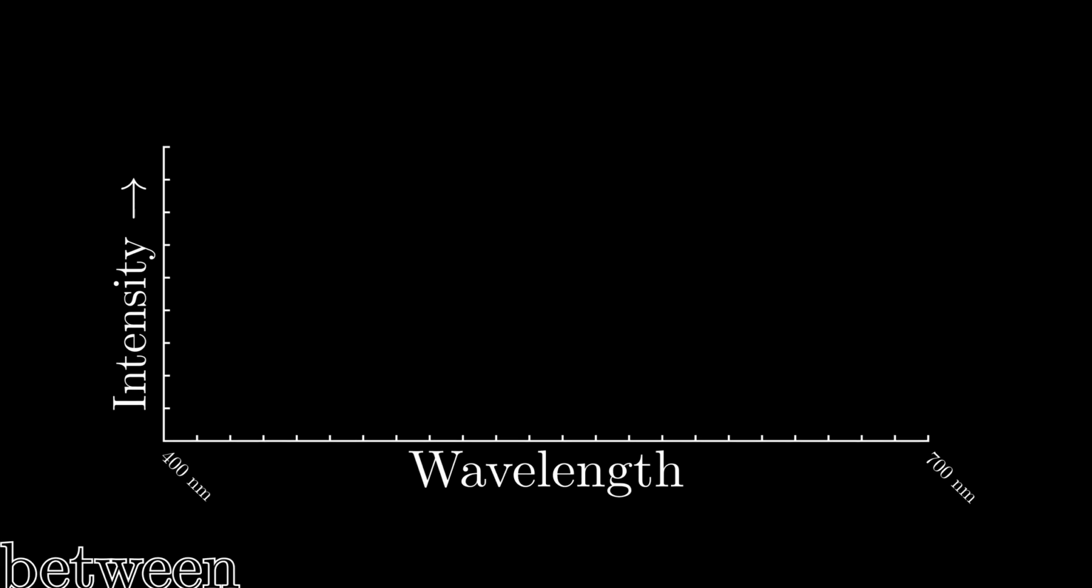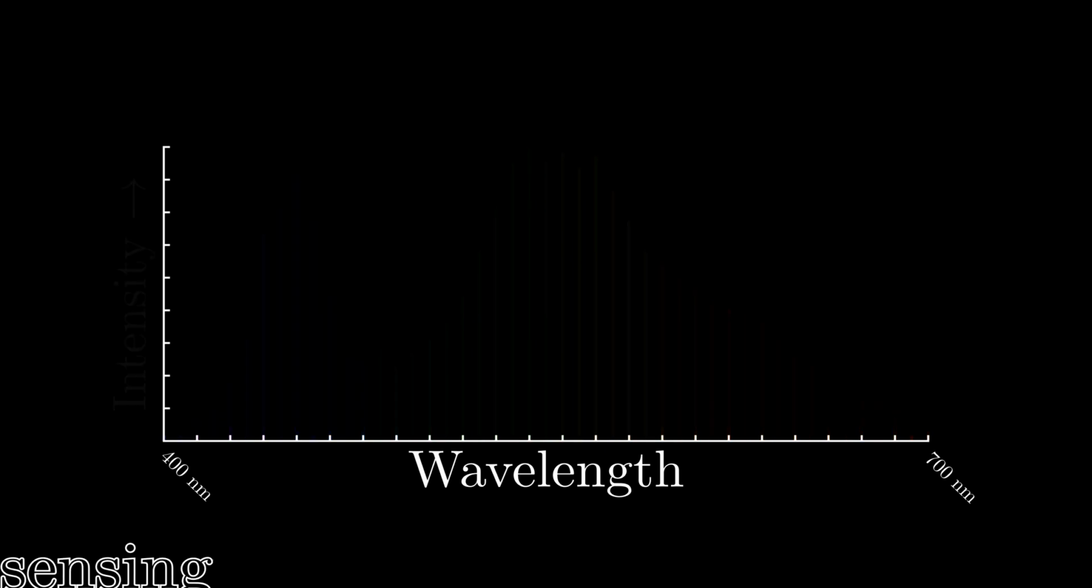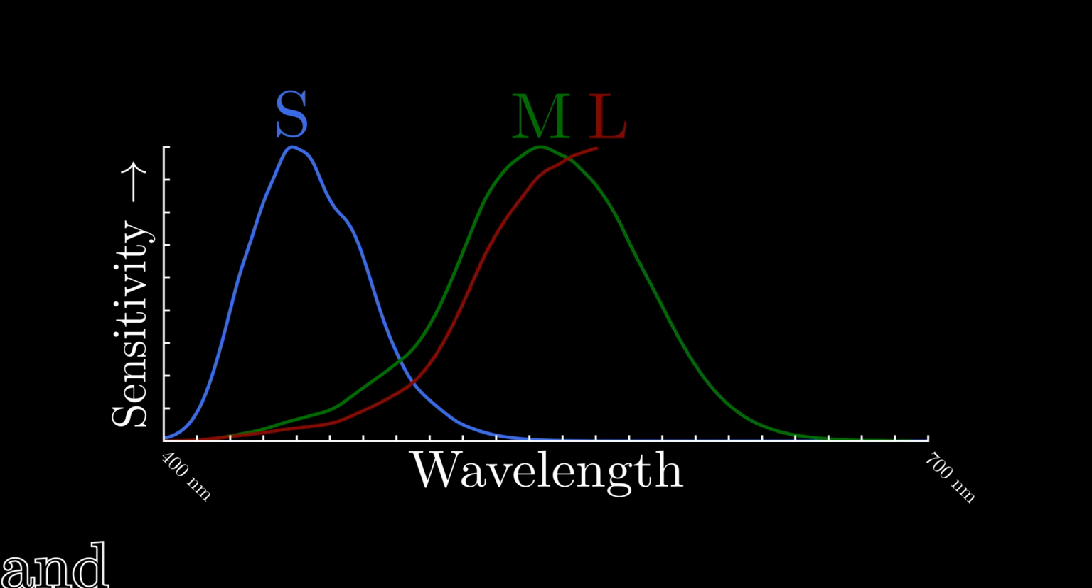Visible light roughly lies between 400 and 700 nanometers, and the colors we see in the natural world are usually made up of a mixture of all these wavelengths. For example, a lotus leaf might emit a complicated light spectrum like this. Fortunately, our eyes will simplify this jumble of data down to just 3 values. This is because there are 3 types of color sensing cones, sensing short, medium, and long wavelengths, and thus named S, M, and L.